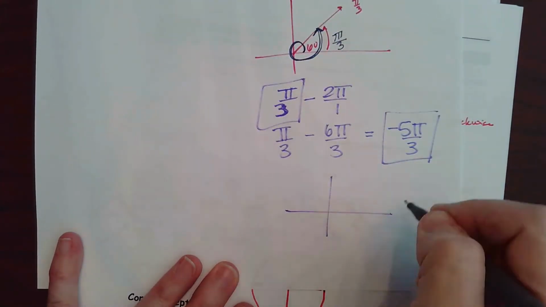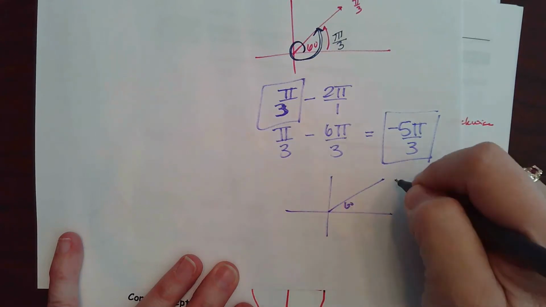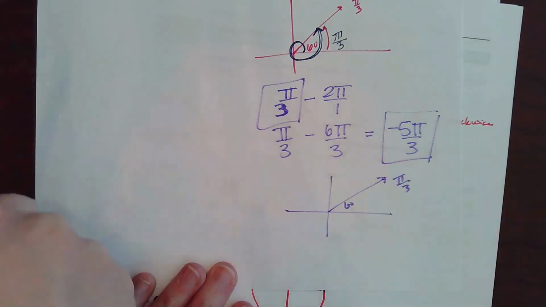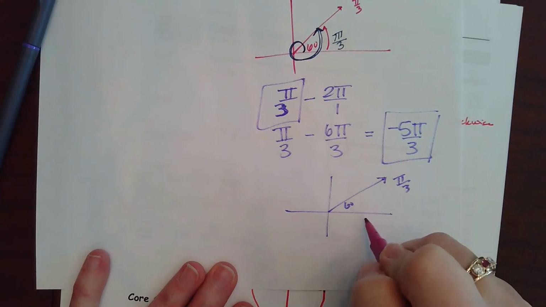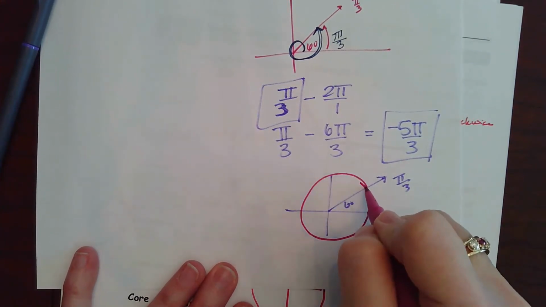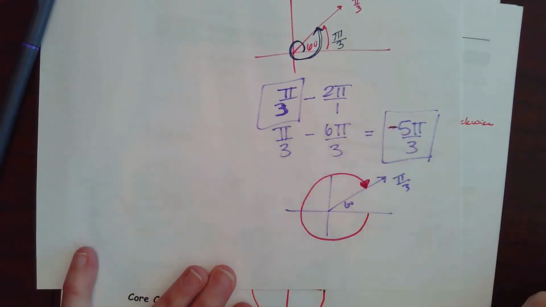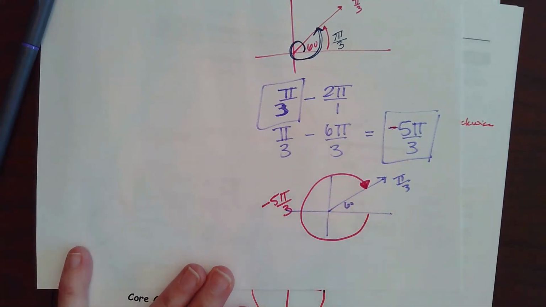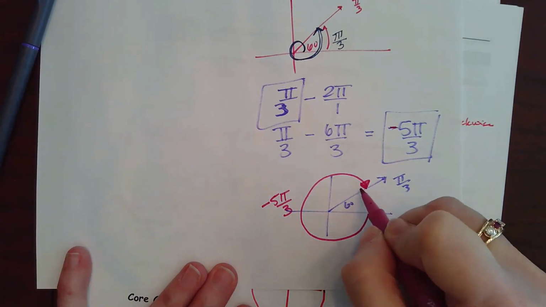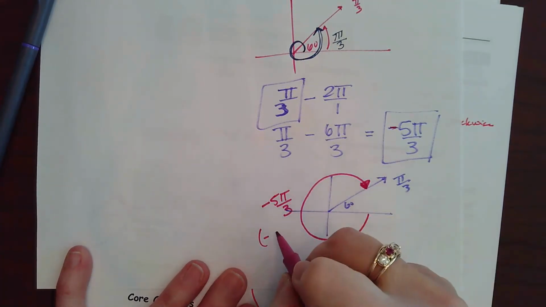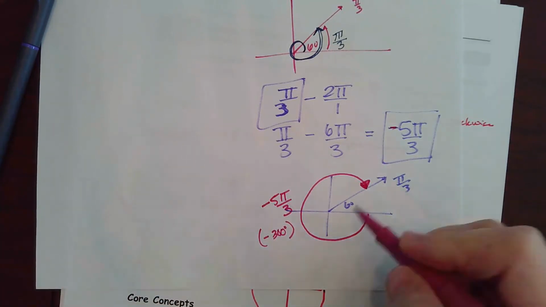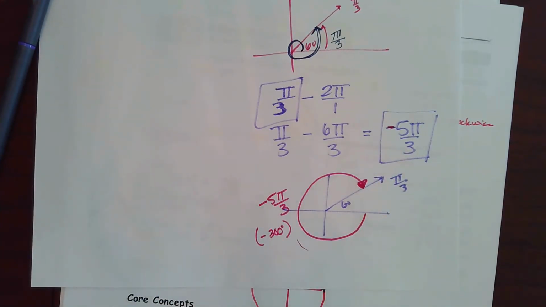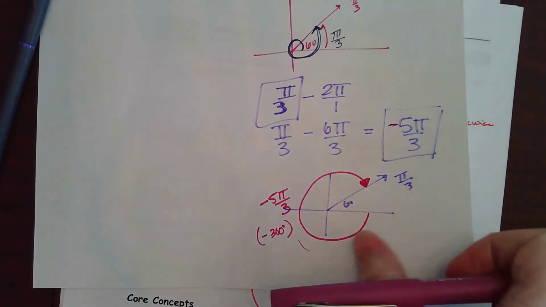So graphically what that would look like is, let's say here's my 60 degree or my pi over 3 angle. If I were to go backwards, okay, so negative angle means you're going backwards, this would be negative 5 pi over 3. Or in other words, since this is 60 degrees, this would be negative 300 degrees, right? Because I'm going backwards 300 degrees, because obviously the whole way around is 360. So that's how you can use coterminal angles with radian measures as well.